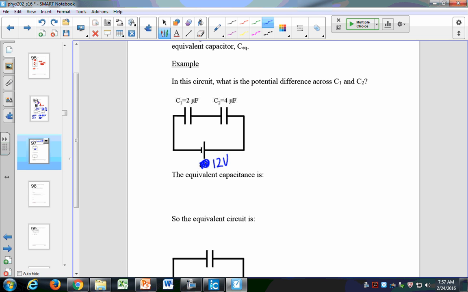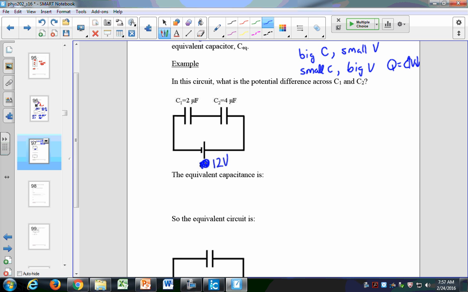Let me write another little rule. This isn't for either capacitors in series or parallel, it's for both. But a big capacitor has a small voltage. A small capacitor has a big voltage. That comes about from this Q equals CV. So if C is big, V is small, given a constant charge.